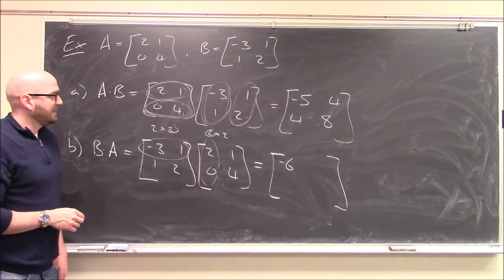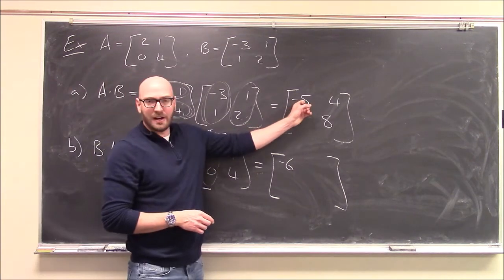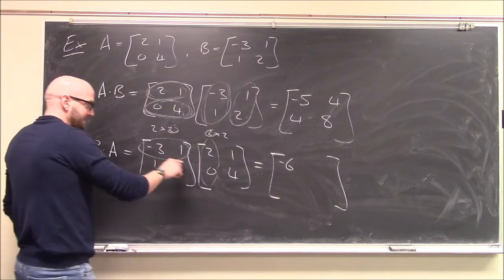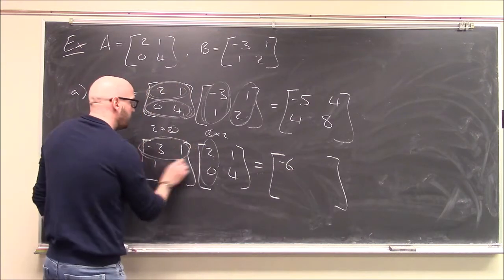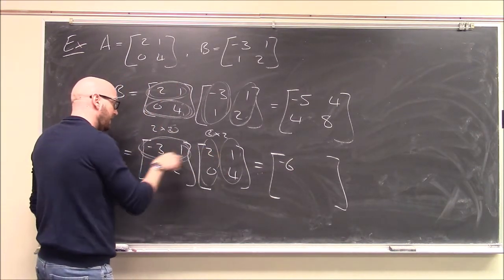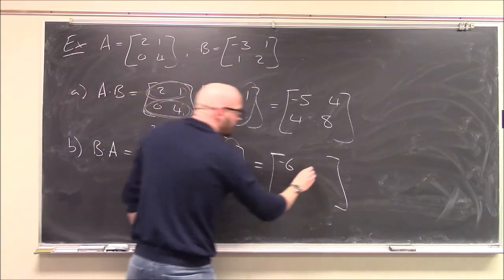Well, that's interesting. Notice up here I have a minus 5. So these are not the same matrix, but we'll keep going. First row, second column. First row by second column. Minus 3 times 1 is minus 3, plus 4 is positive 1.